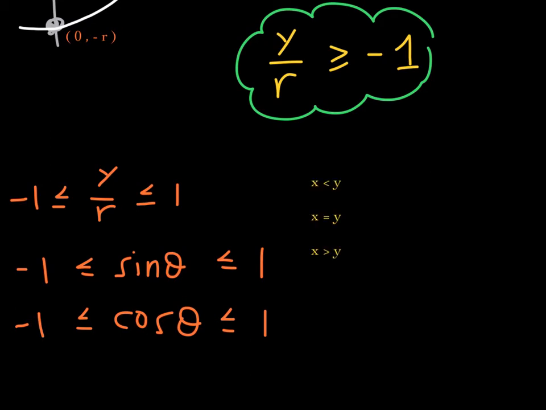It's possible that x is less than y, x is exactly equal to y, or x is greater than y. Because all of these are possible, and because tangent of theta is defined to be y over x, we will say that tangent of theta can be any real number, as can cotangent of theta. So tangent and cotangent of theta will have range any real number.